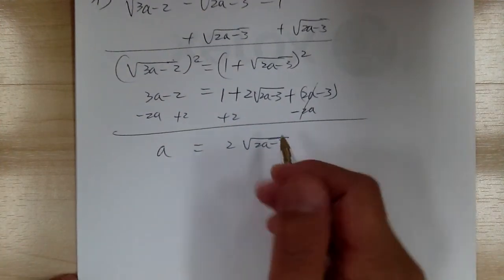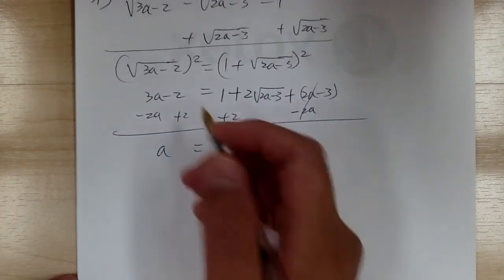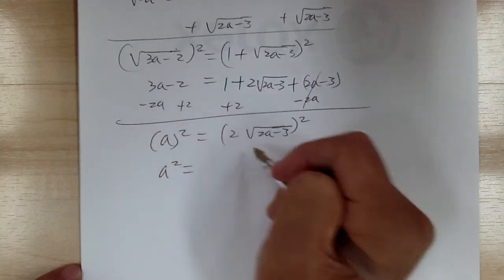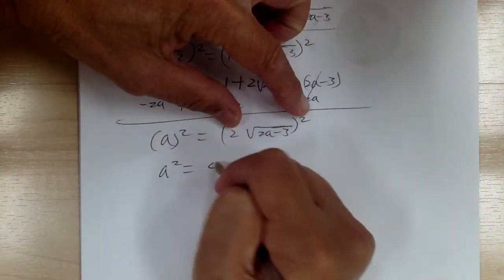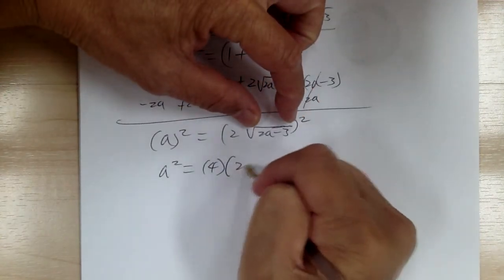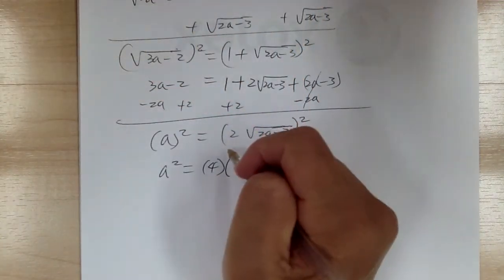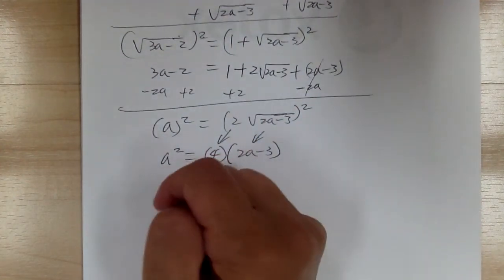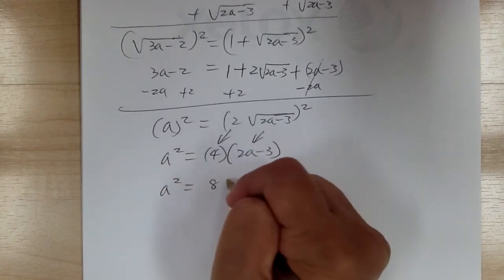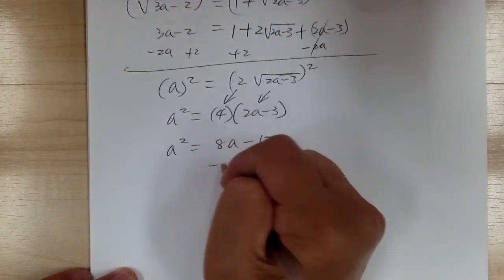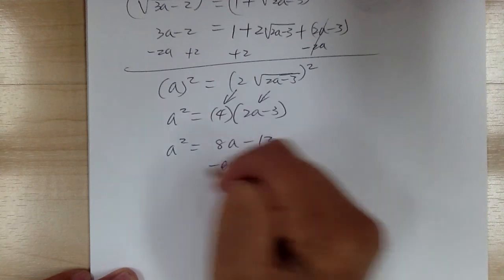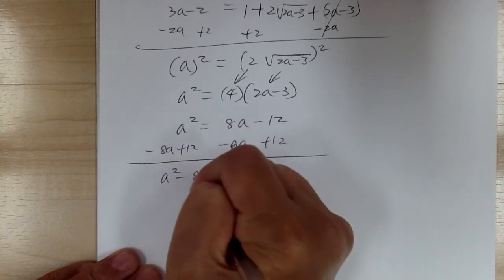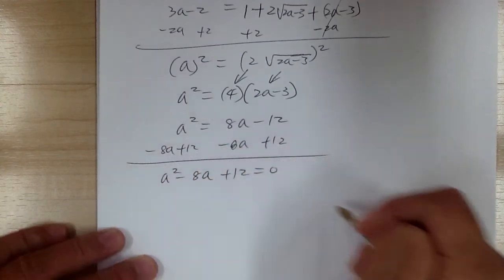Okay, then after that, again, try to lower this number. If you cannot, then just go and square after that. So you got a squared equal to, now remember to square this, so this will give you 4 times 2a minus 3. So make sure you square this, you square that. Okay? You can do one extra step. Go and distribute and make it equal to 0 so you can do the factoring. So you got a squared minus 8a plus 12 equal to 0.